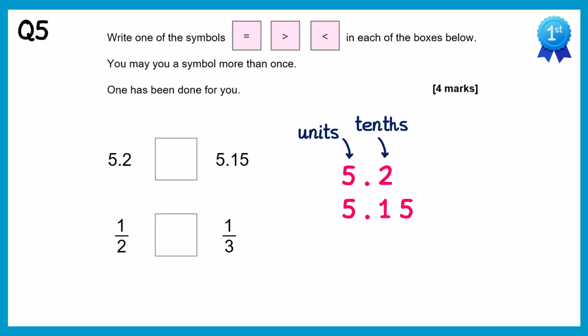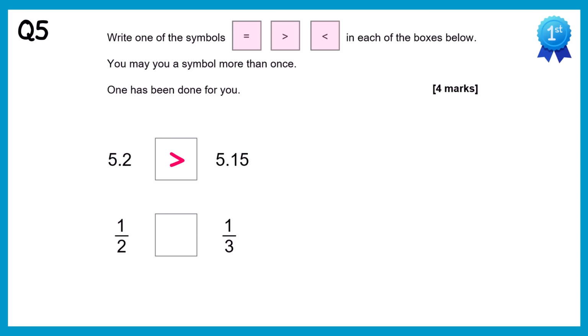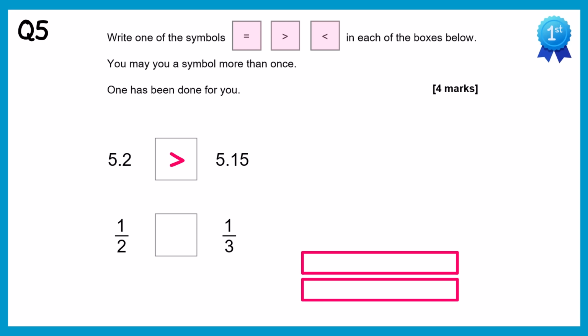Some people find it easier to fill in any blanks here with zeros to help compare these numbers by size. So, you should now be able to see that 5.20 is greater than 5.15, so we will use a greater than symbol in the box. Now let's compare 1/2 and 1/3. We'll do this by taking 2 bars like this, and we'll split the top bar into 2 equal pieces. So this part here must represent 1/2 of the bar. If we split the bottom bar into 3 equal pieces, then this part here must represent 1/3 of the bar. You can now see that 1/2 is greater than 1/3, so we would use the greater than symbol once again.